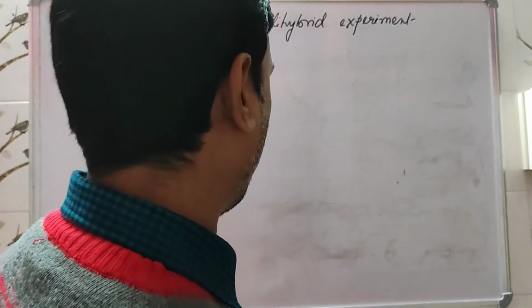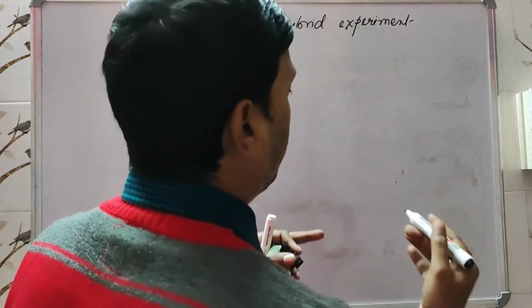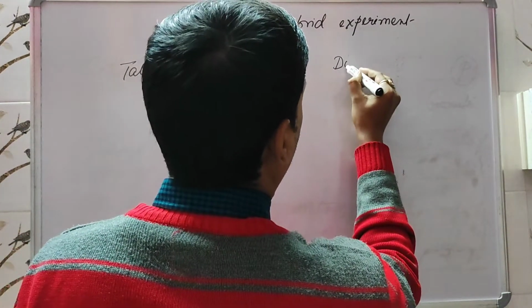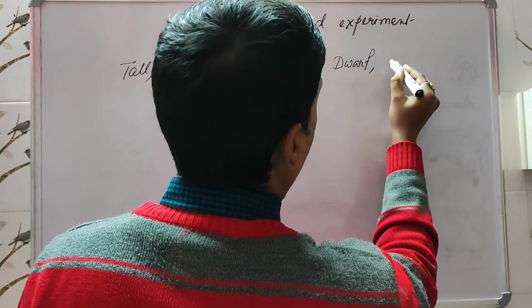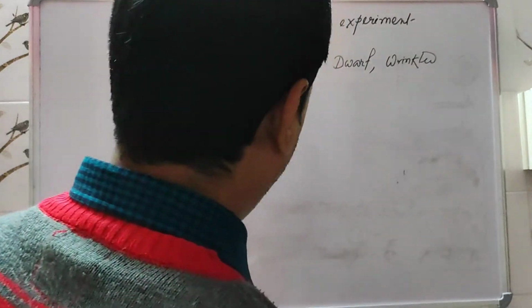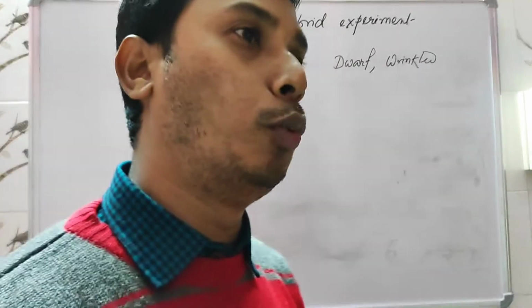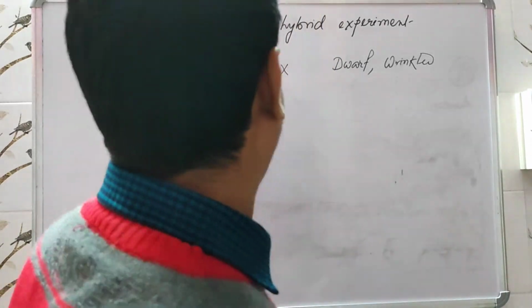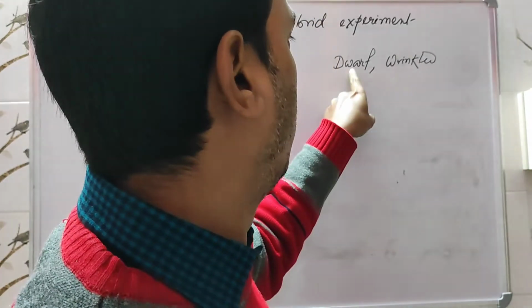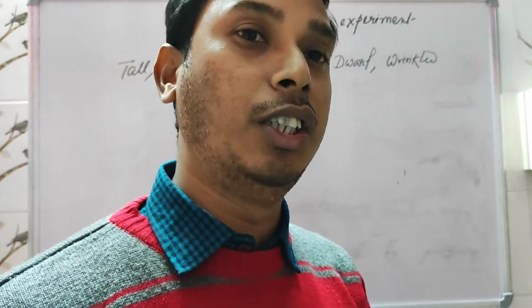So tall and round is crossed with dwarf and wrinkled seed. Here tall is the dominant trait for height, and round is the dominant trait for seed shape. Dwarf is the recessive trait for height, and wrinkled is the recessive trait for seed shape.